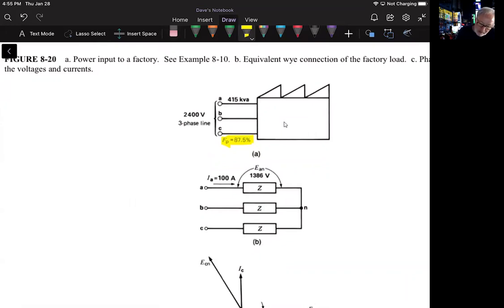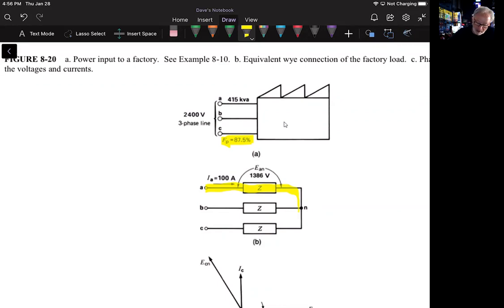He tells us why we want to do that. He says that in a Y connection, the impedance per phase is understood to be the line to neutral impedance. The voltage per phase is the line voltage divided by the square root of 3. The current per phase is equal to the line current. For that reason, it's a little simpler to work.